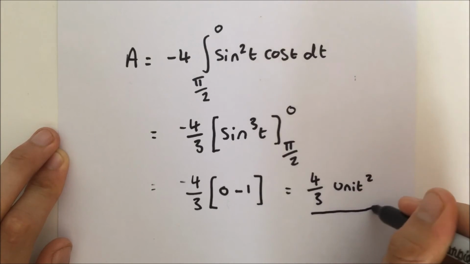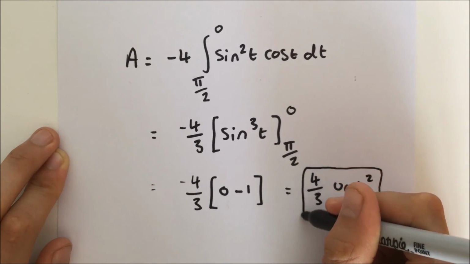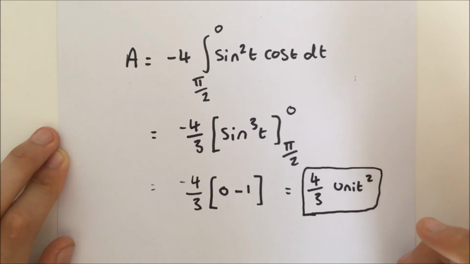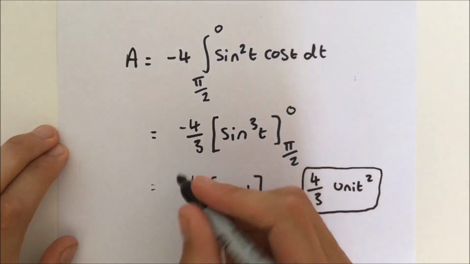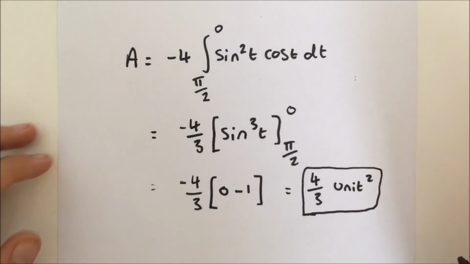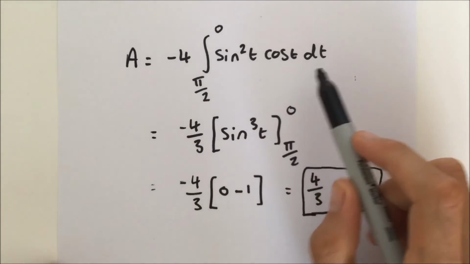We don't know what units are in. But that is the area bounded by the curve between x equals 0 and 2 above the x-axis for our parametric equation of x equals 2 cosine of t and y equals sine of 2t. So, let's finish things off.